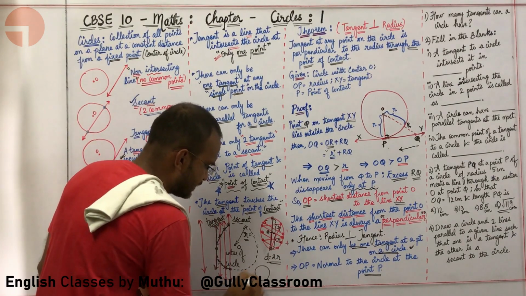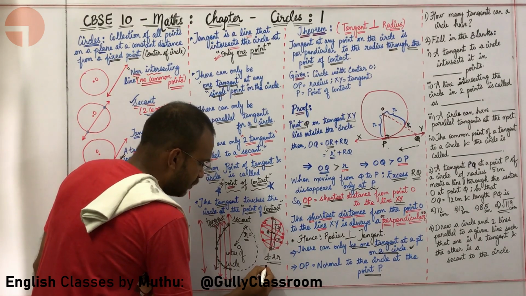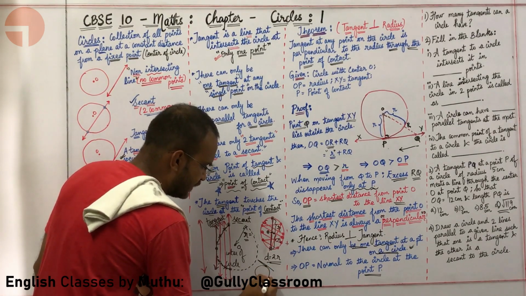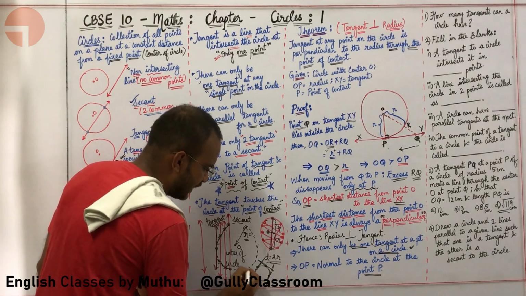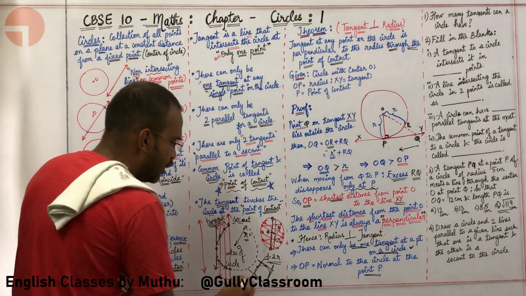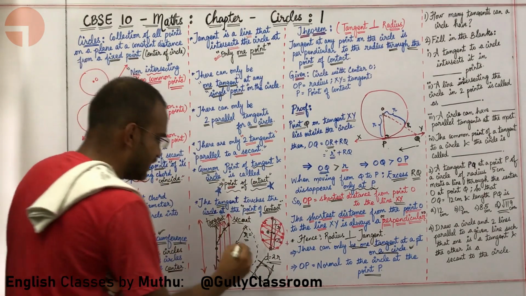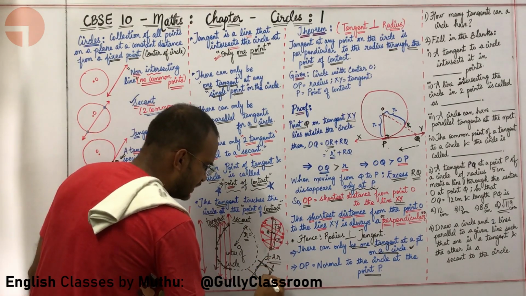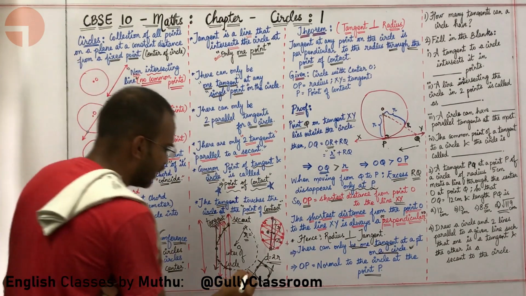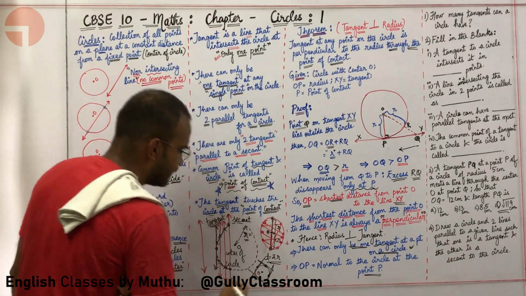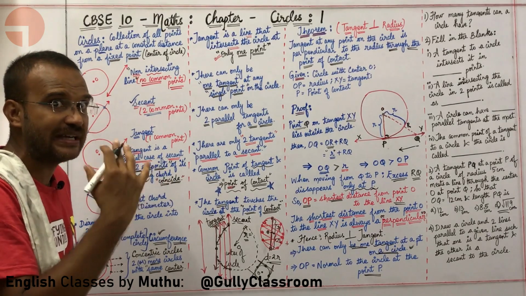Let us say this is a circle. The common point between a circle and a tangent is called the point of contact. So here I have drawn 4 tangents. This is one point of contact, this is another, this is another, and this is another. Obviously, here there will be a center which is always indicated by the letter O.